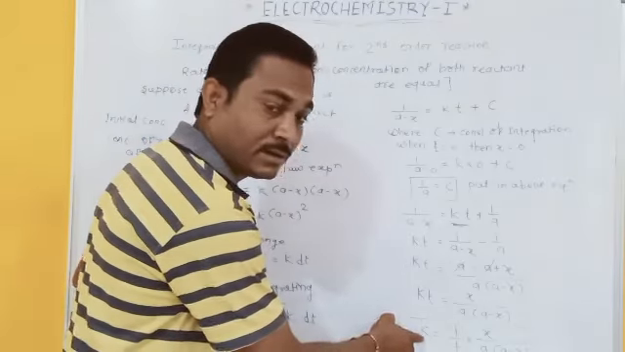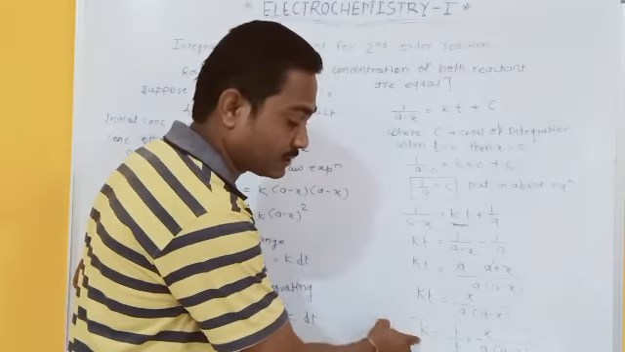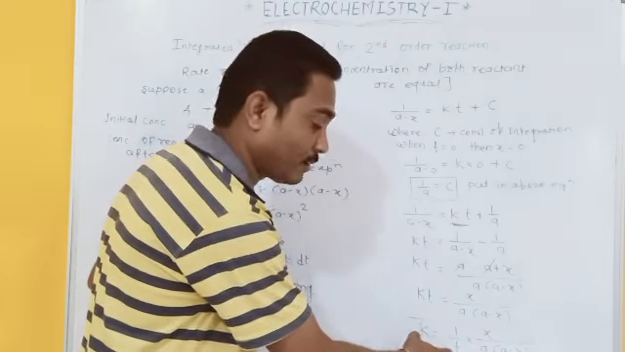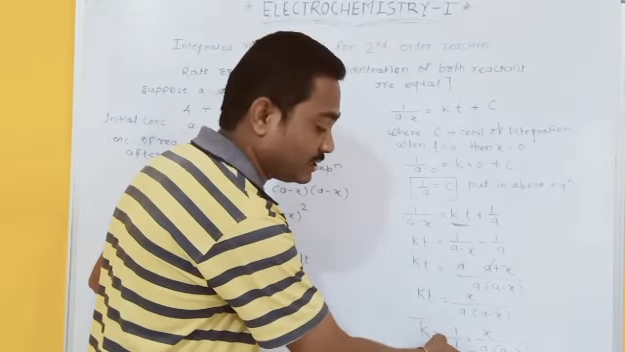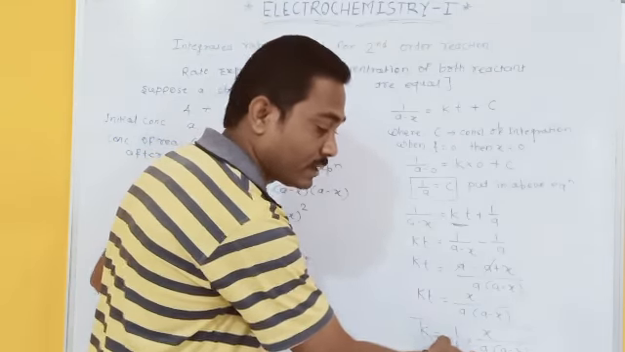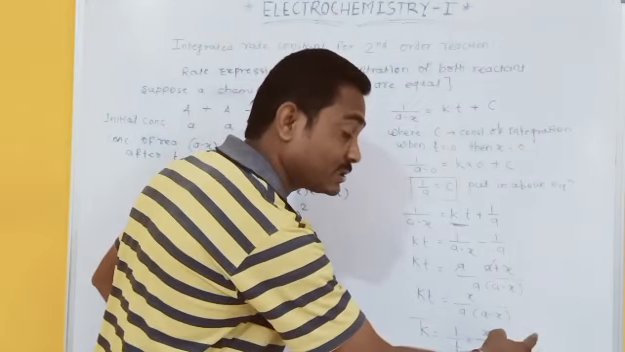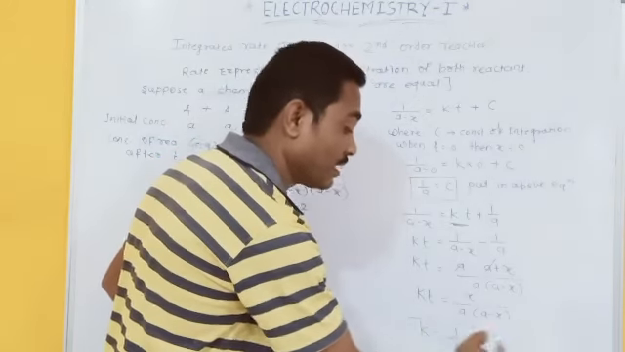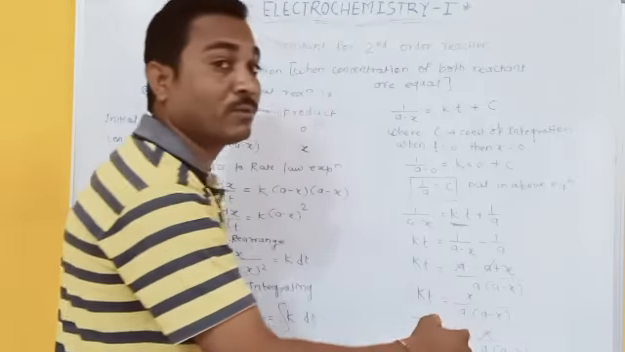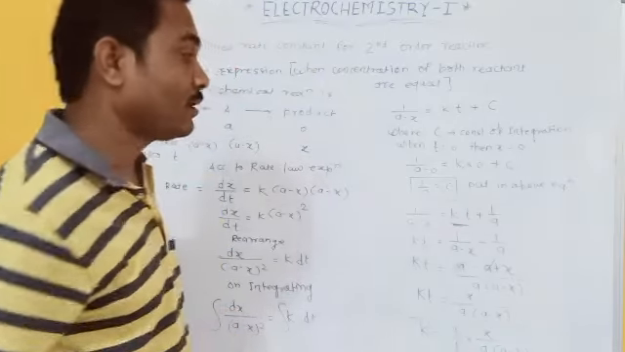Here k is the rate constant of the second order reaction, t is the time required for completion of the reaction, a is the initial concentration of the reactant, a minus x is the concentration of the reactant after time t, and x is the number of moles of reactant which is converted into product.